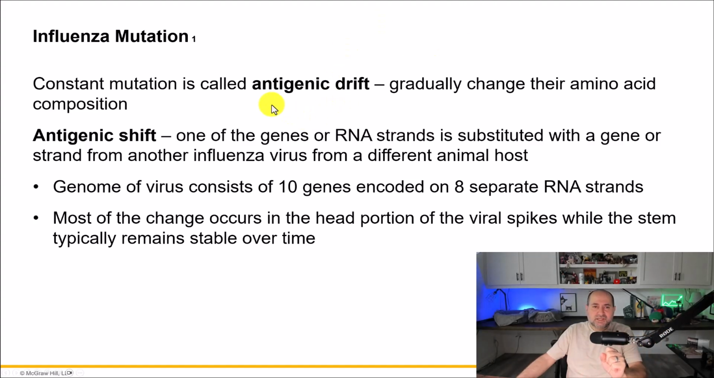So for instance, with the flu virus, antigenic drift gradually changes their amino acid composition due to constant mutations, single mutations. Whereas antigenic shift, remember, this was when entire RNA strands were substituted with strands from another flu virus. Remember, so like a few strands from a duck flu virus and a few strands from a human flu virus, they got intermingled, and now you have a whole new genetic makeup.